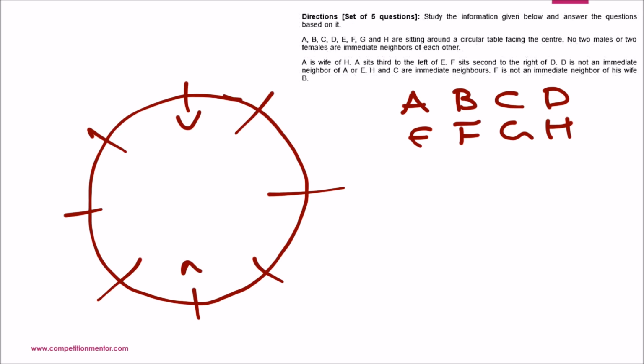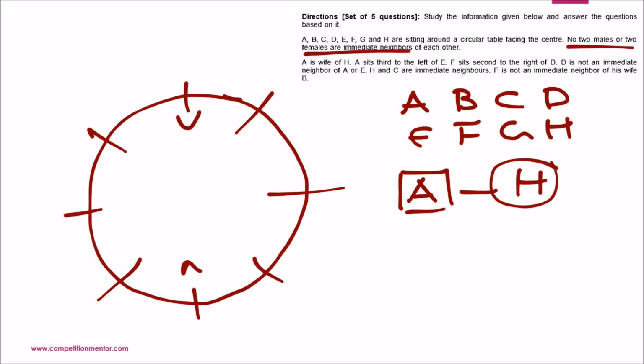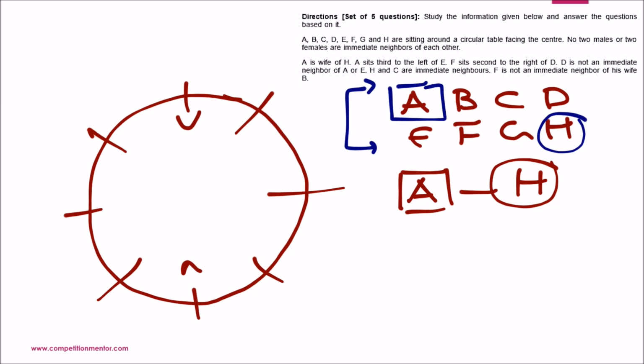A is wife of H, it is given. So I'll indicate A by a square, that is female, and wife of H. So obviously H will be male, right? Remember this thing, keep in mind, no two males or no two females are immediate neighbors of each other. This I am not writing down, but keep that in mind. So I will mark A and H here also. This is my basic rough sheet. I have to do all these quickly.